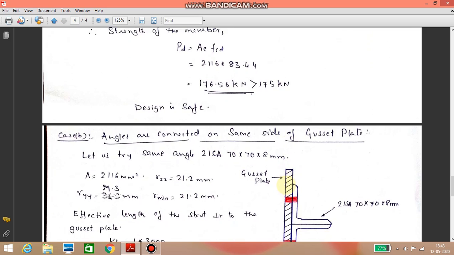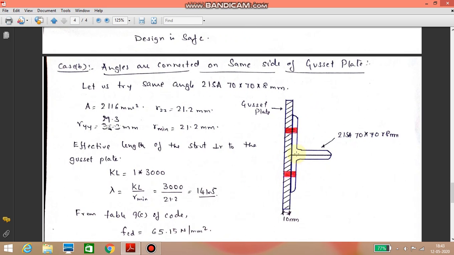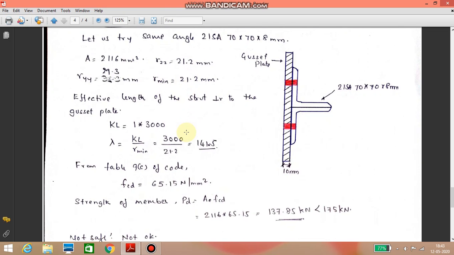Now case B, let us see. Angles are connected on same side of the gusset plate. So this is the gusset plate. On the same side, back to back it is connected. Now let us try the same angle which we have taken for the previous case. ISA 70 by 70 by 8 mm. The area 2116, RZZ 21.2 millimeter, RYY is 29.3 mm and R minimum equal to, out of these two the least, is 21.2 mm. The effective length of the strut is perpendicular to the gusset plate.